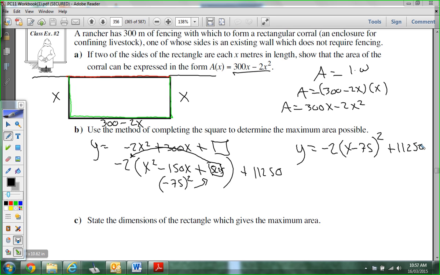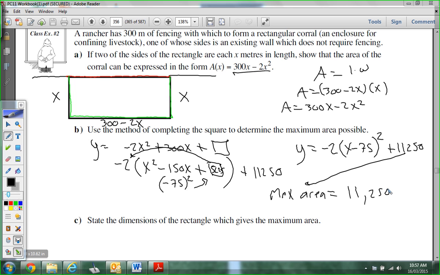Why does that help us? It gives us our max. What's our max? Right, max area comes from right here. 11,250. And I'm sorry, I do put commas. You don't have to. I know some math teachers hate that, but that's just from my prior experiences.